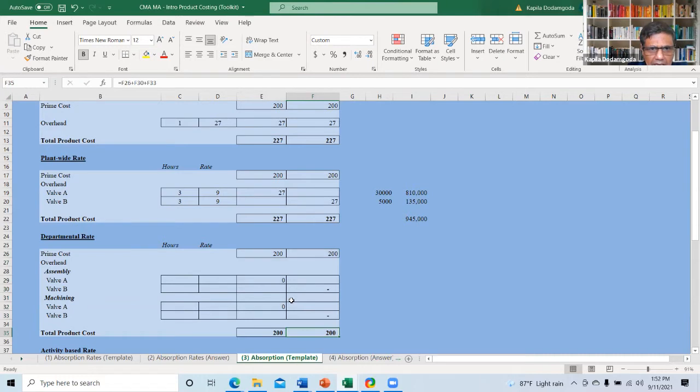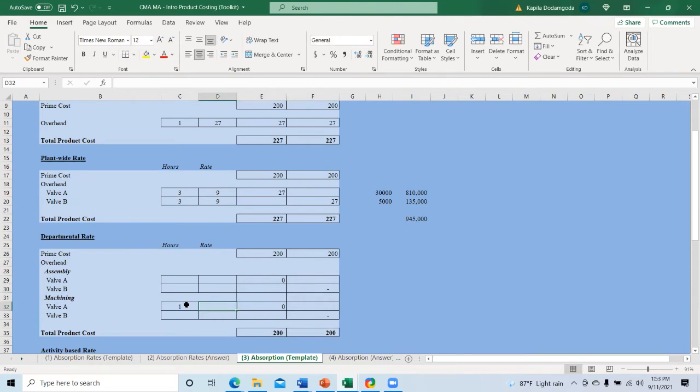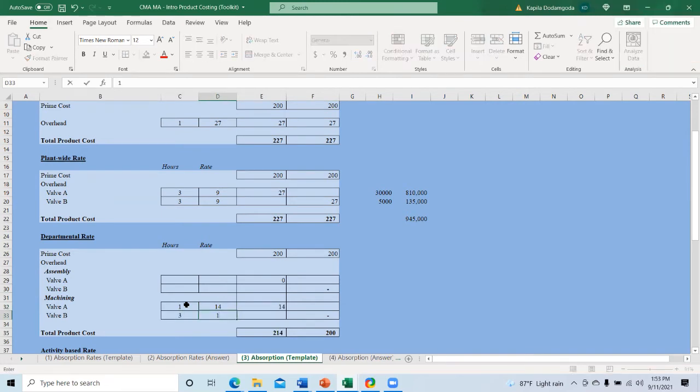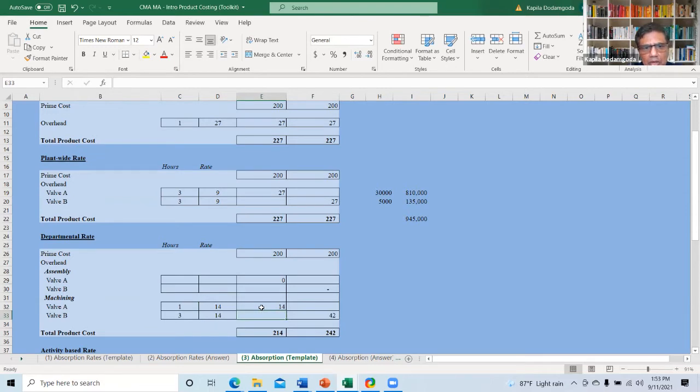Okay, let's see. For valve A, prime cost is 200, and valve B also has a prime cost of 200. In the machining department, we have a machine hour rate. So for valve A, how much overhead are we going to absorb? 1 hour into 14. Valve B, 3 hours into 14. So only $14 is absorbed by valve A and $42 by valve B, because it takes more machining time. Since the department's overheads are likely driven by machining time, a higher amount of overhead should go to the product which consumes more machine hours.